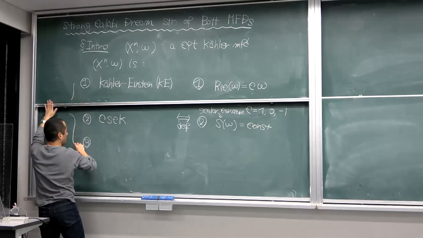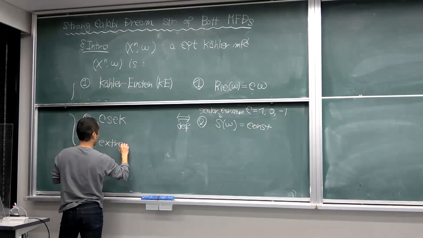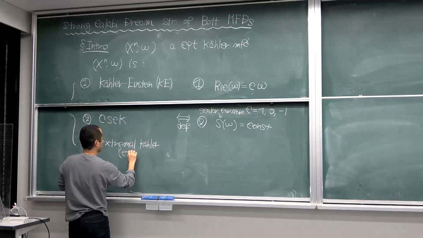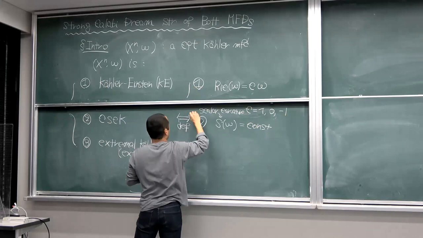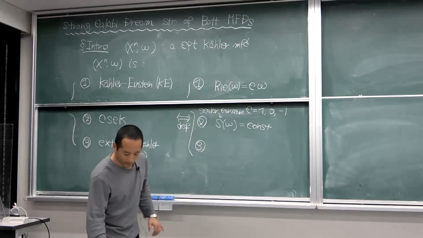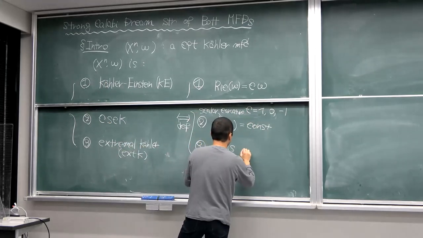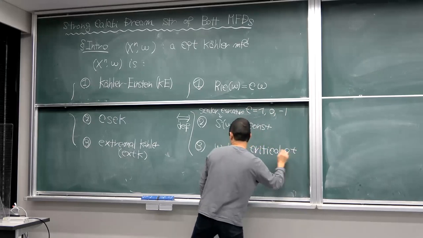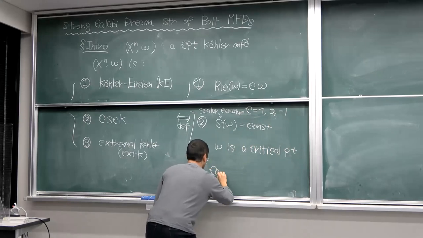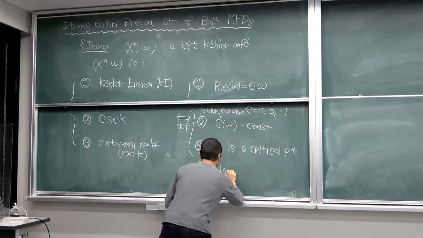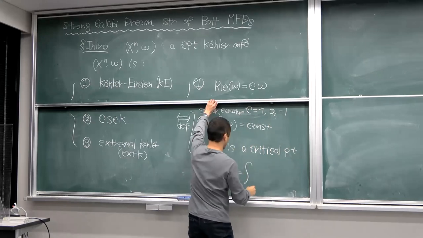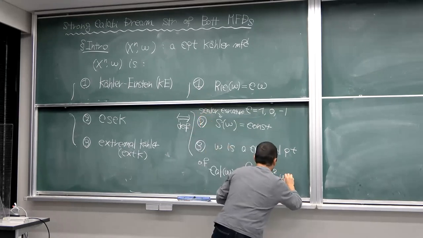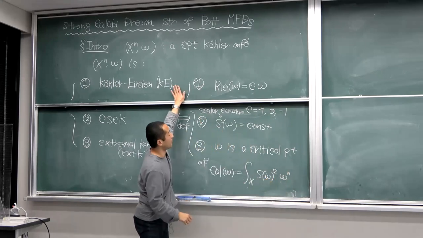The final example is the extremal Kähler metric, which we will denote as extremal K. An extremal metric omega attains the critical point of some function called the Calabi functional. The Calabi functional is defined by integration over this compact manifold, where S omega is the scalar curvature and the remaining factor gives the volume form of the compact manifold.